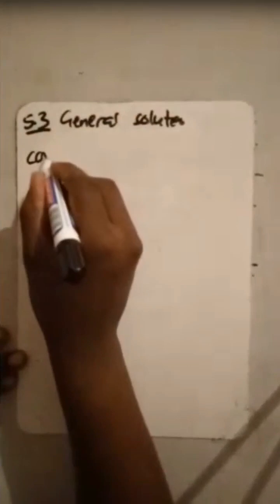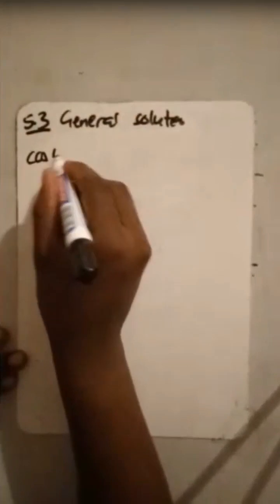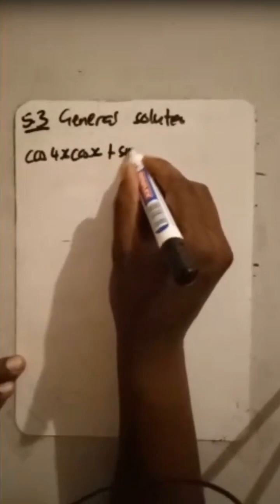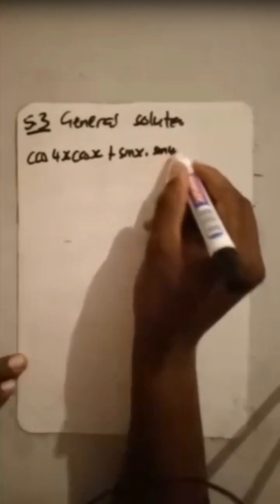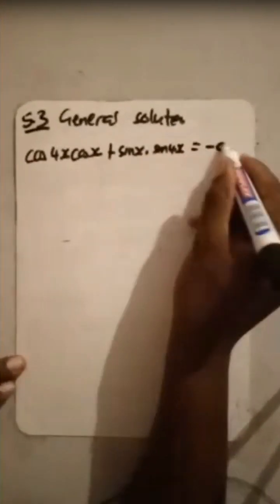Right? So what are the last two saying? The first one, 5.3, is talking about the general solution. But the general solution, we are having cos 4x cos x plus sine x multiplied by sine 4x is equals to negative 0.7.